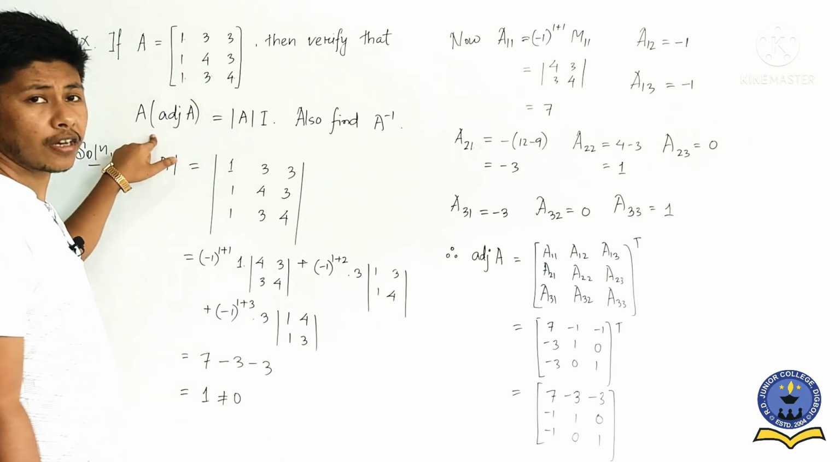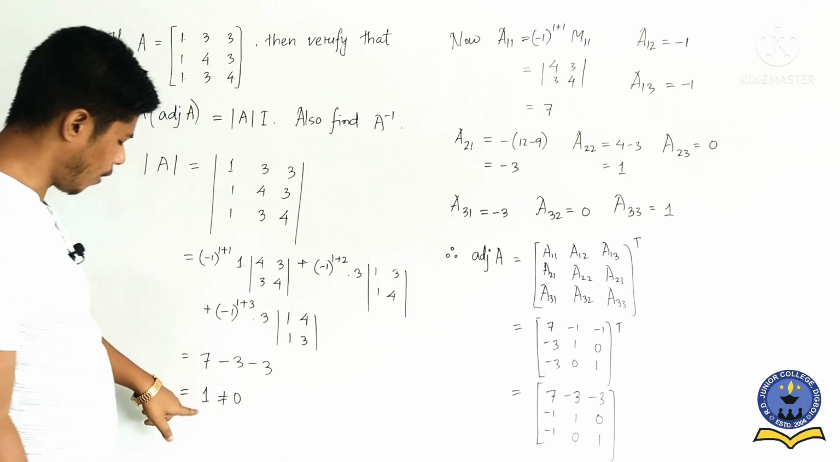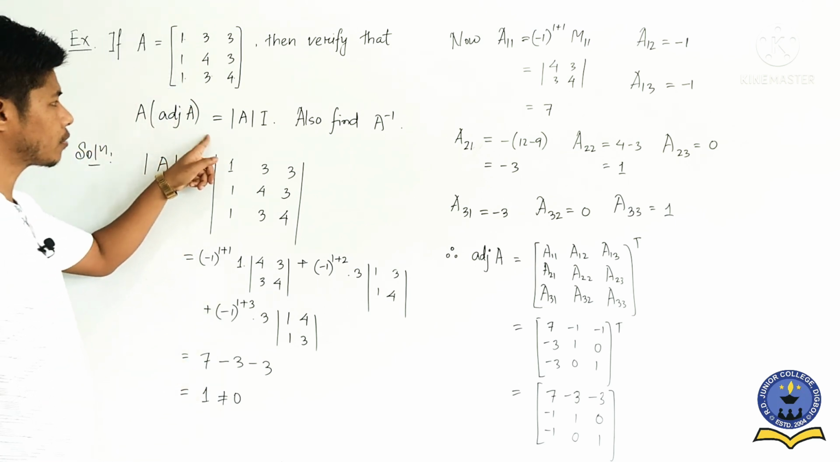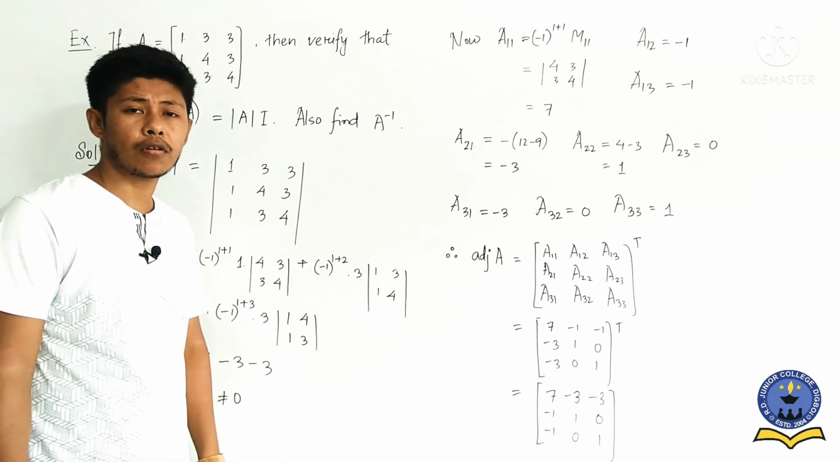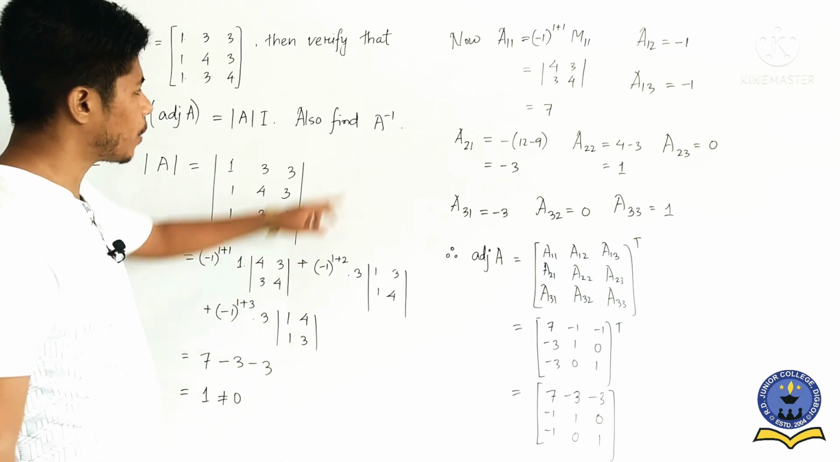So in place of identity matrix, we can write 1 into identity matrix. So 1 means what? Determinant of A. So we write determinant of A into I, which is equal to the right hand side. Is it clear? Okay, next part is A inverse.